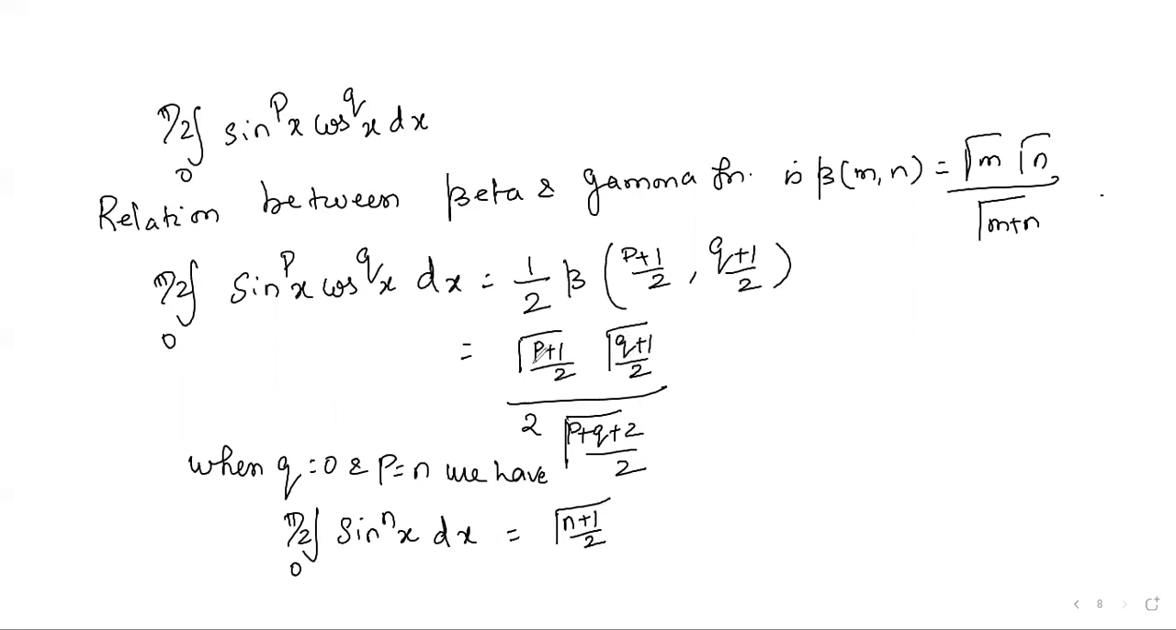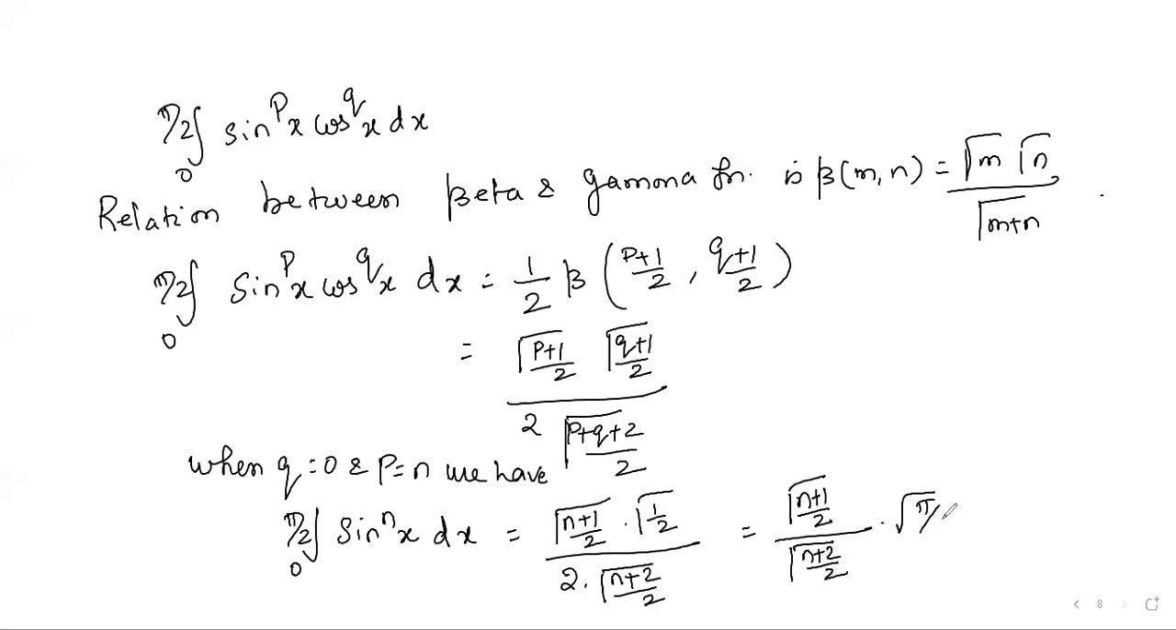So on the left hand side you will be getting integral 0 to pi by 2 sine power nx dx. On the right side, put p is equal to n, then gamma of q plus 1 by 2 with q equal to 0, so gamma of half, divided by 2 into gamma of p plus q plus 2 by 2, so n plus 2 divided by 2. So gamma of half value is root of pi. So therefore you will be getting gamma of n plus 1 by 2 divided by gamma of n plus 2 by 2 into root of pi by 2.